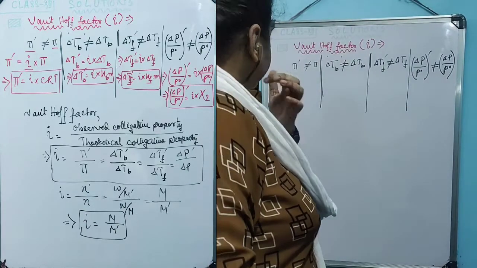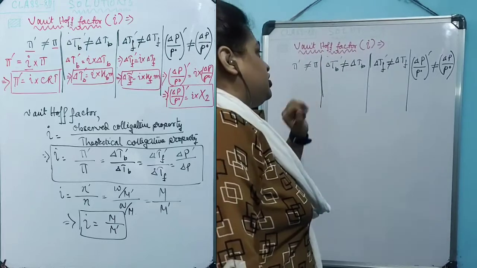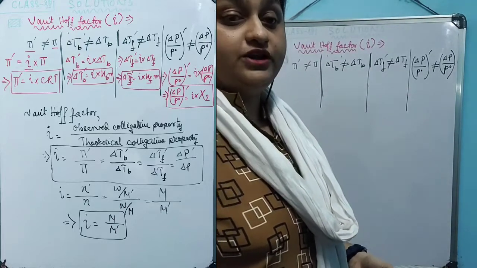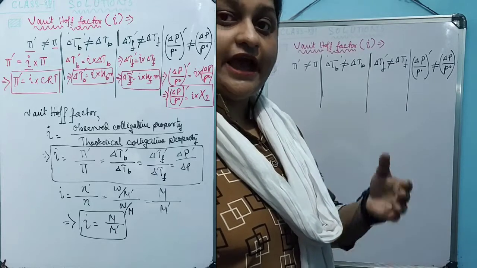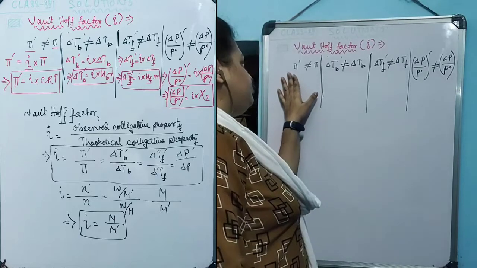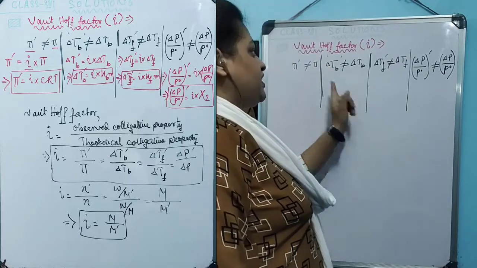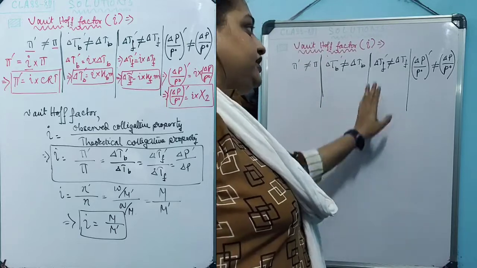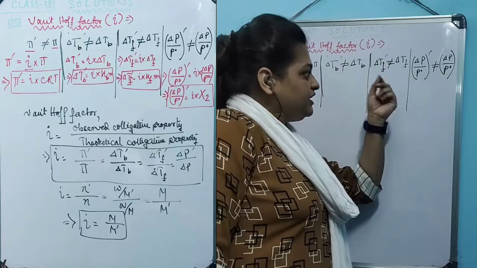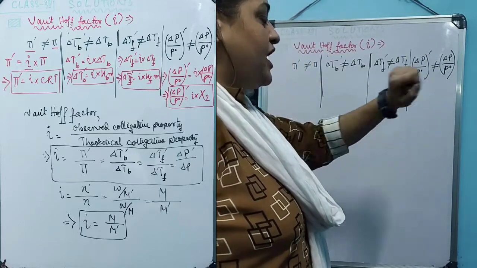We just studied that due to abnormal colligative property, the experimental observed value is not equal to the calculated or theoretical value of the colligative property. Therefore, pi prime is not equal to pi. Delta TB prime is not equal to delta TB. Delta TF prime is not equal to delta TF, and delta P by P naught prime is not equal to delta P by P naught.